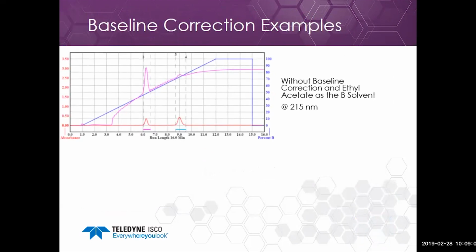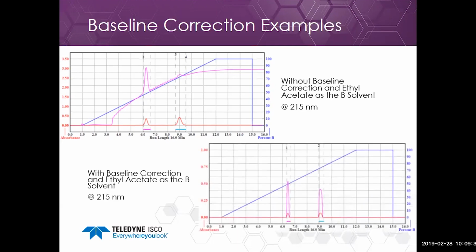Here are some examples of how baseline correction can be utilized and added to your purification toolbox. Here's an example of separating two compounds using hexane and ethyl acetate at 250 nanometers, which ethyl acetate absorbs at. You can see the baseline drifting upwards until it saturates the detector, and you're not able to really see the second compound at all. You're able to see the first compound, but the second compound basically gets completely washed out.